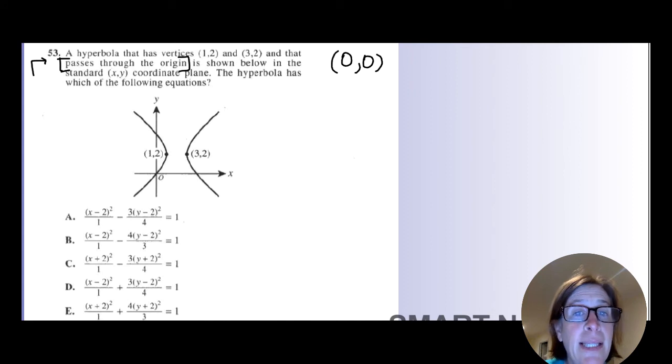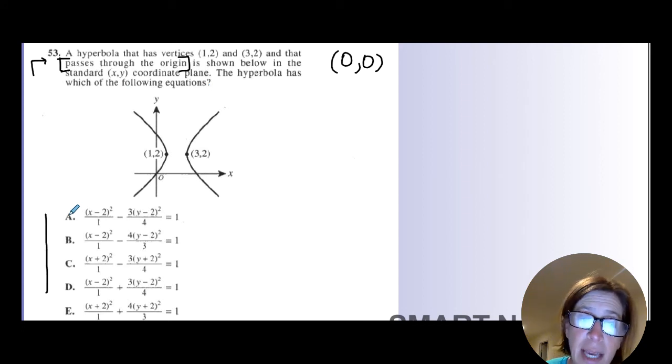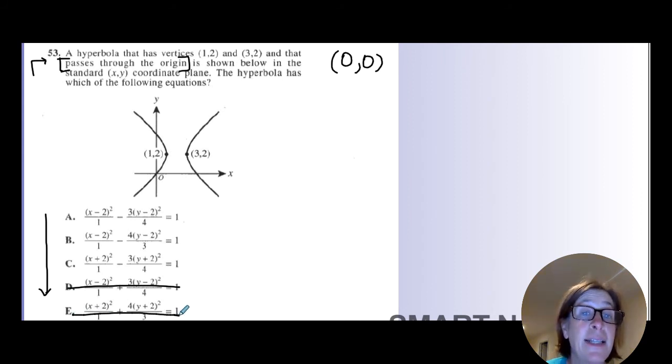All right, and it says the hyperbola has which of the following equations? I quickly vertically scan. Remember that vertical scan method's important. I vertically scan and I see the pluses here. These are out. Then I have to look at the center. So the center is right here, and that looks like that center would be (2, 2). That's my h and my k. So C is out as well.